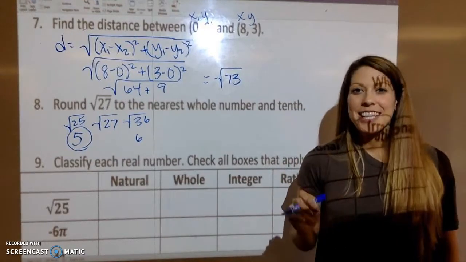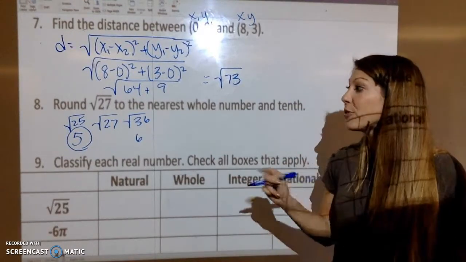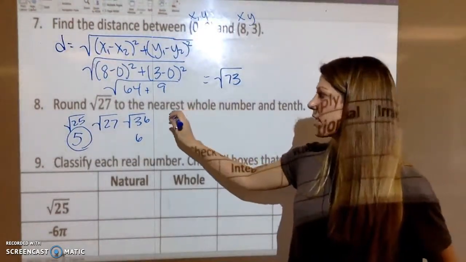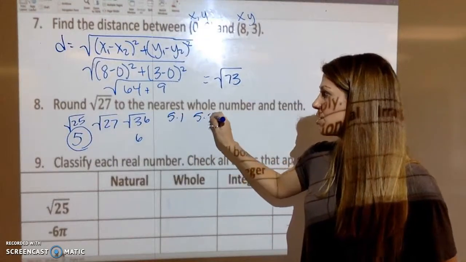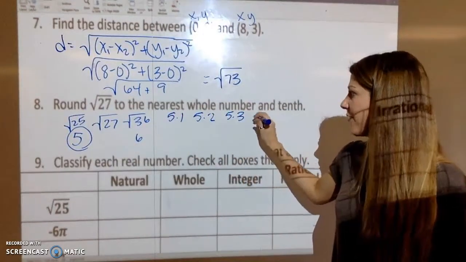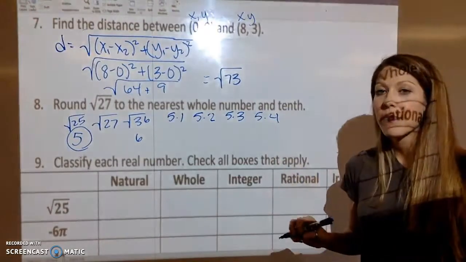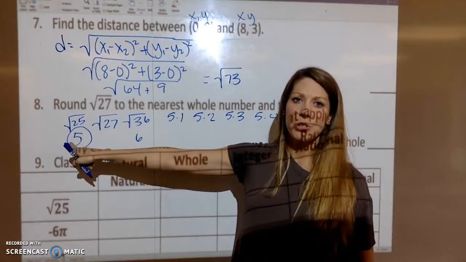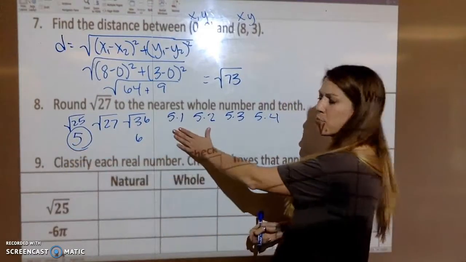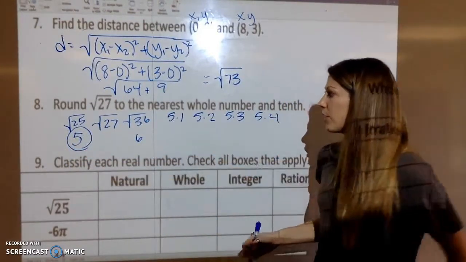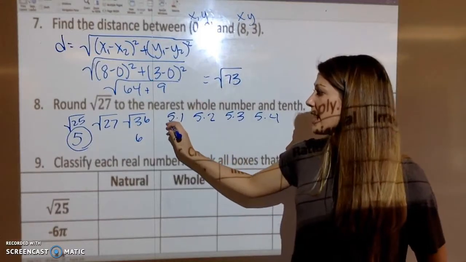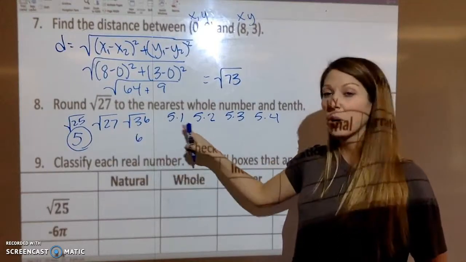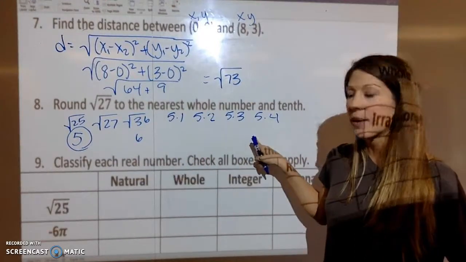Now, it also says to the nearest tenth. Well, if we know the square root of 27 is the closest to 5, that means it's either going to be 5.1, 5.2, 5.3, 5.4, or maybe 5.5 if we have to go there. But 27 is pretty close to 25, so I'm going to start with 5.1 and 5.2. What you would need to do is square both of these and see which one's closer to 27. If neither one of them is very close, then we'll try 5.3.